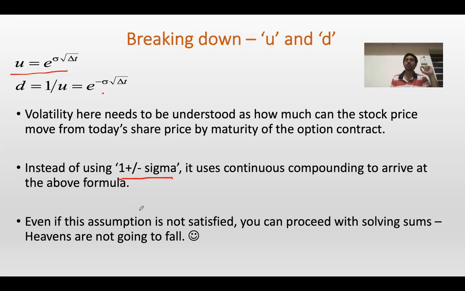Now even if this assumption is not satisfied, which means over here we are saying that D should be equal to 1 by U, we can still go ahead with solving sums. Heavens are not going to fall. The only thing is, all softwares or computers always implicitly assume that D is equal to 1 by U. You cannot have different values for U and different values for D. D should always be equal to 1 by U, because of the logic that we actually proved.